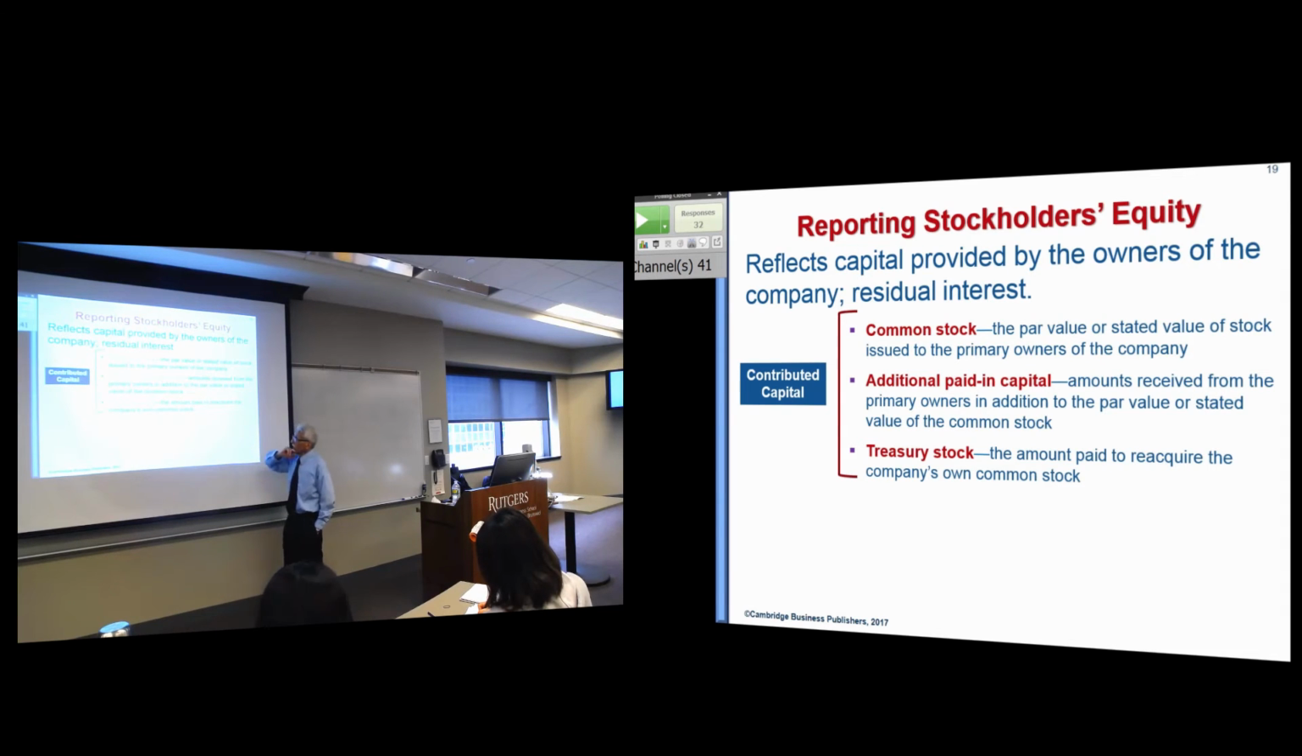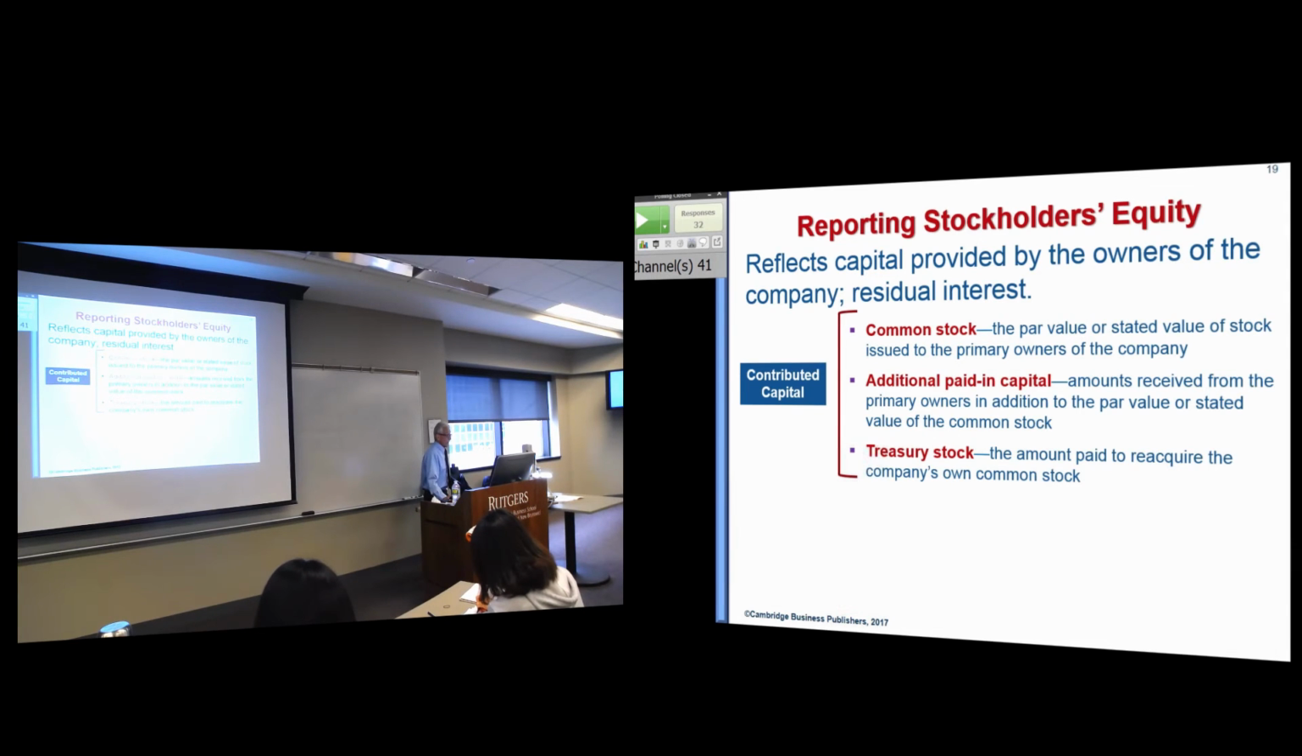And then finally, treasury stock. That's the cost that you pay to reacquire your own shares. And I think we talked about this a little bit. You buy back stock, it supports market price. You could use those shares in mergers and acquisitions. You could use those shares in satisfying stock option plans for individuals.